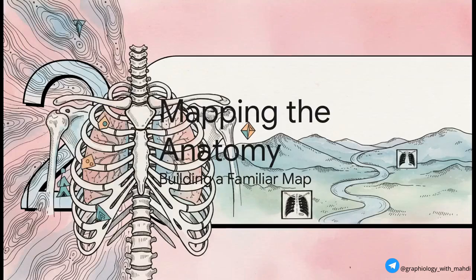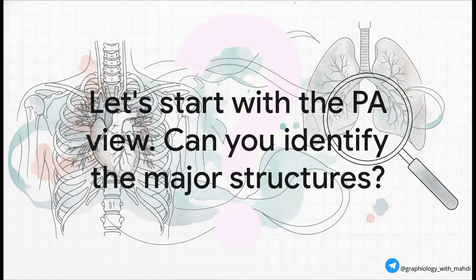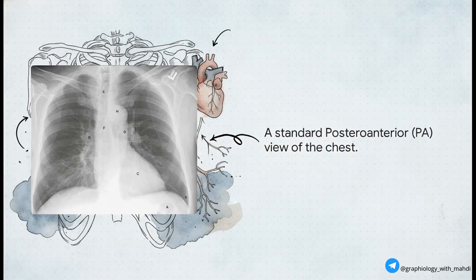Okay, so before we can start spotting what's wrong, we've got to know what right looks like, right? This next section is all about building a mental map of the chest so we can turn that jumble of shadows into a landscape that feels familiar. Let's kick things off with that PA view, the one from the front. Now, before I give anything away, just take a second and look at it. How many major structures can you confidently point out on your own? All right, just remember, we're looking at the patient as if they're standing right in front of us.